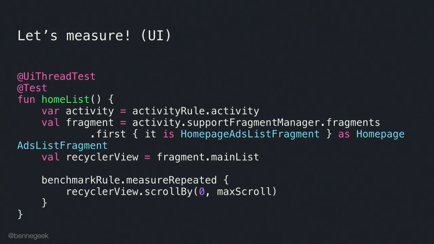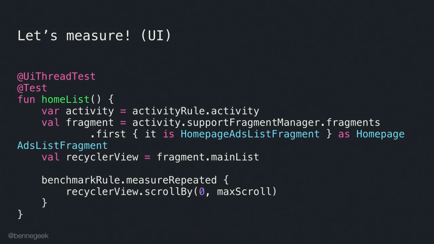And the other attribute that we are using here is UI thread test. So this will allow my test to call UI code from this test. So I'm scrolling it, right? So usually the tests run on a separate thread. So if you run scroll on the recycler on a non-UI thread, this will crash. So this is why we're using the UI thread test.